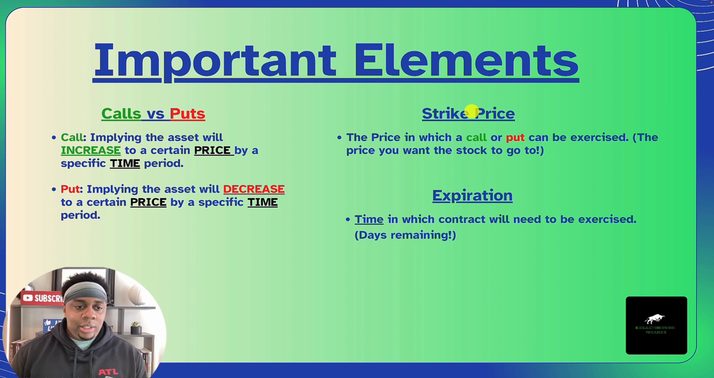When we look at the important elements of options, we have calls and puts. A call implies that the asset will increase to a certain price by a certain time. A put says that the asset will decrease to a certain price by a certain time. Something else we look at is the strike price, the price at which a call or a put can be exercised, so the price you want the stock to go to. Another important element is the expiration date. This is the time in which a contract will need to be exercised, or the days remaining in the contract.